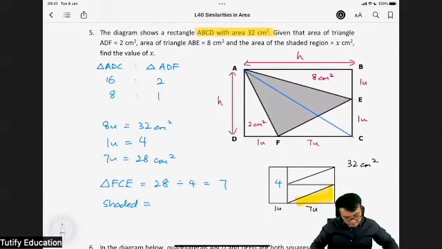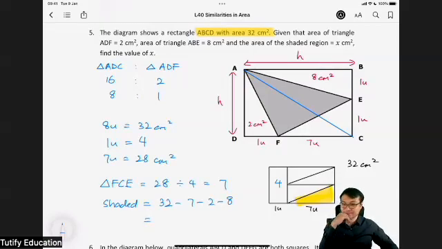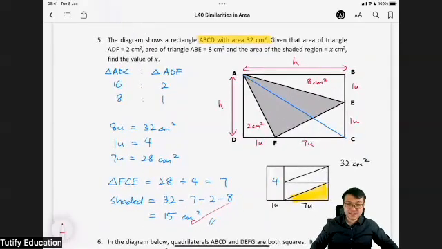The entire rectangle is 32 minus... Abby? Minus 7 plus 2 plus 8. Okay, what answer do we get? 32 minus 17, which is 15. Well done, Abby. So do you agree that this question was quite challenging?